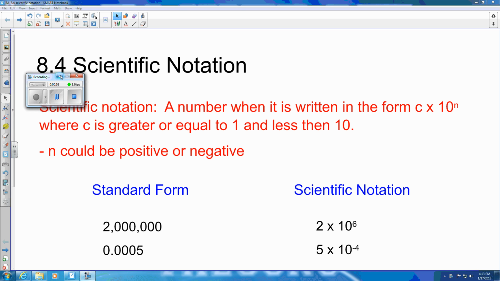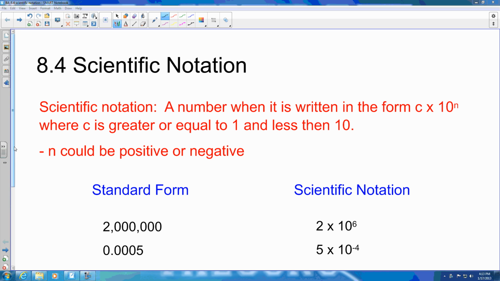Alrighty, we are in section 8.4, and 8.4 deals with using scientific notation. Now, scientific notation is a number.